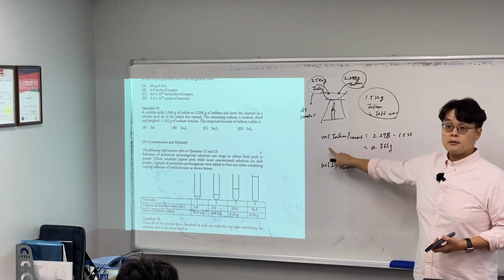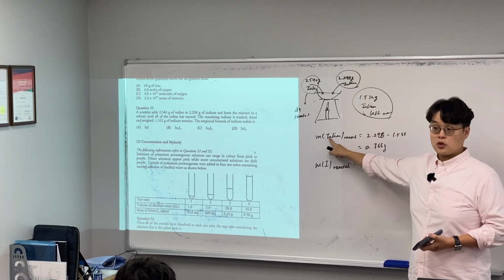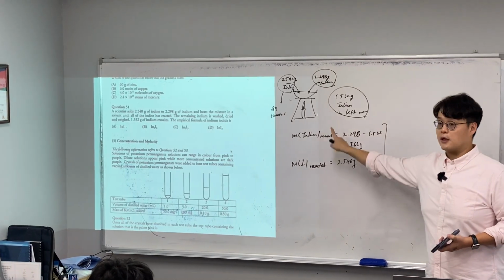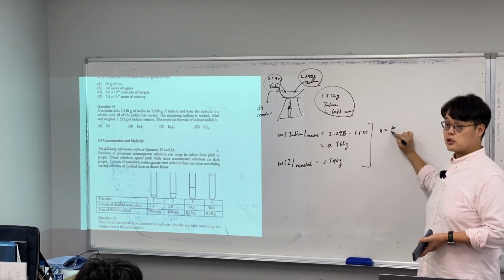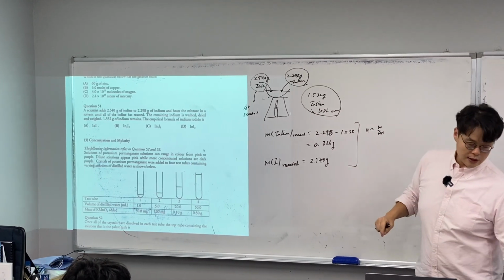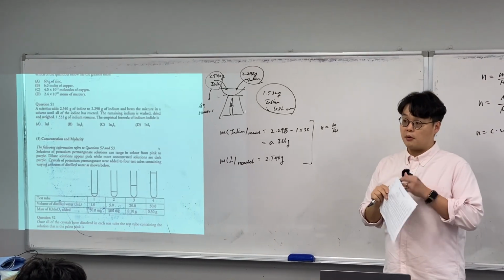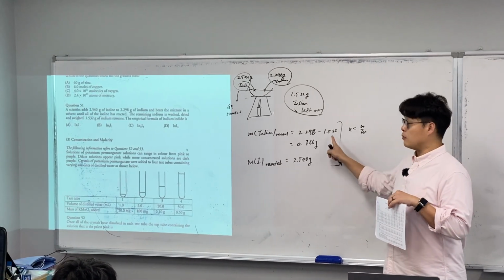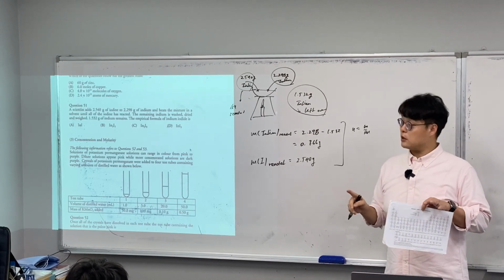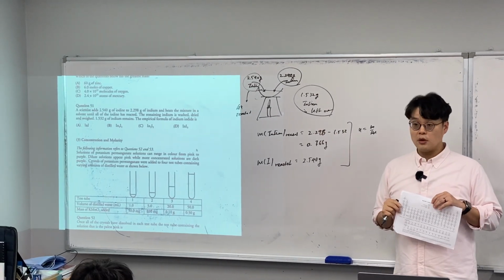We got the mass. So what do we do after we got the mass? We find the moles. How to find the moles? n equals mass over molar mass. All the indium and iodine molar masses are given on your periodic table. And after that, you get the ratio between the numbers of moles, the quantity ratio, and you can get the empirical formula from that too.